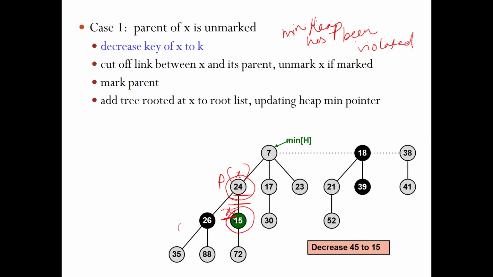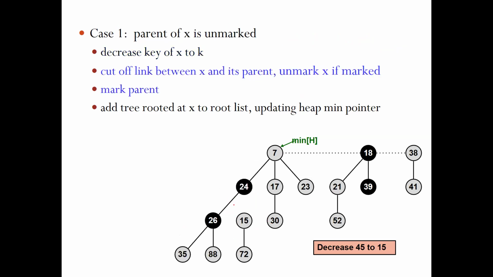What do we do with X? Unmark it. Is X unmarked now? Yes, it is already unmarked because it was a normal node. It did not lose any child before. But suppose it was marked, suppose it was black in color, you have to unmark it also. That is what is done.